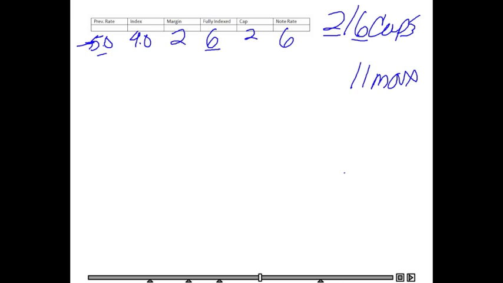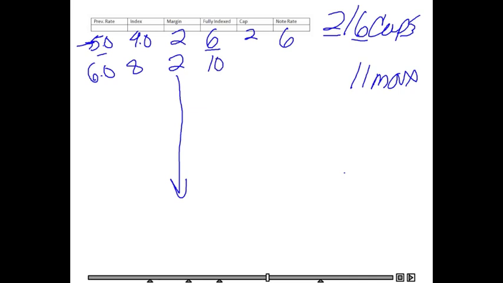So that 6% now becomes our previous rate as we talk about the next adjustment. With this adjustment, let's assume the market's done horribly and the index is now up to 8%. Our margin, as we said at the beginning, never changes. So the margin remains 2 and will remain 2 throughout our entire example. That gives us a fully indexed rate of 10%.